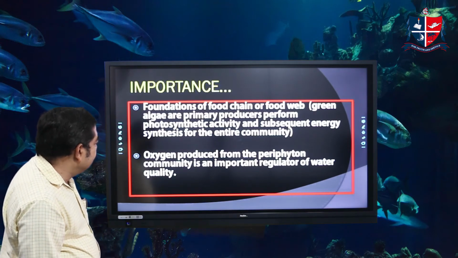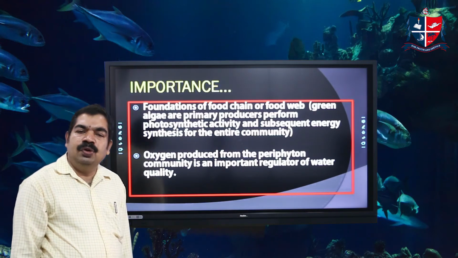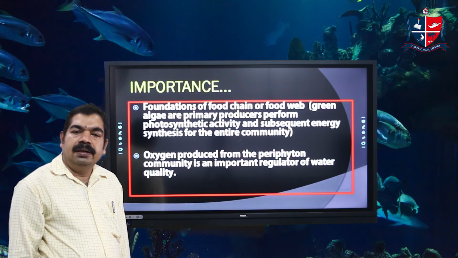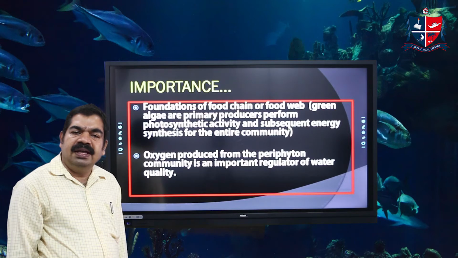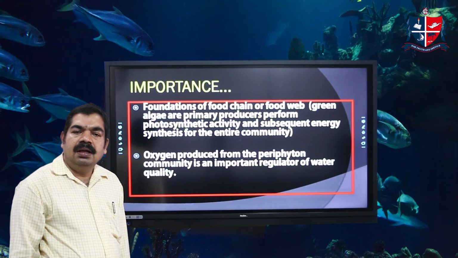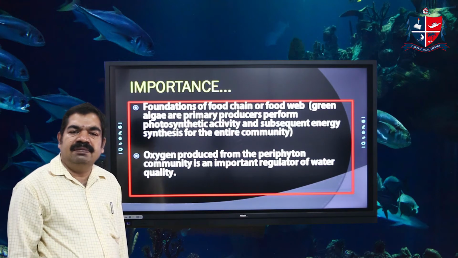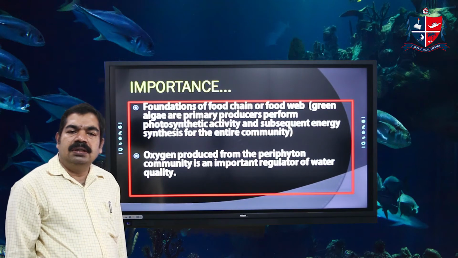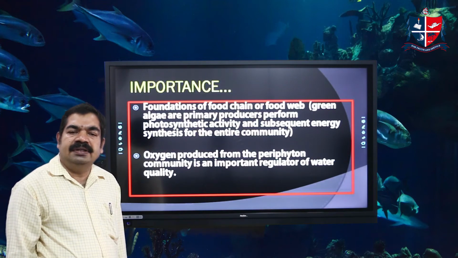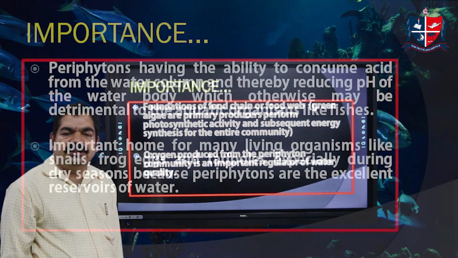The next point is that since the periphyton community has algae and other phototrophic organisms, they will obviously produce oxygen. That oxygen can come into the water body, and in turn this oxygen can be assimilated by the organisms present in the water body, just like fishes. The fishes are taking oxygen from the water body, so the oxygen concentration will be improved by the presence of periphytons. So that is another advantage of periphytons.